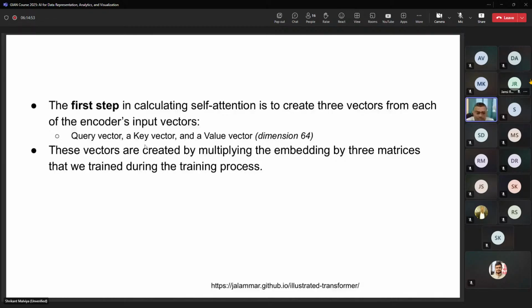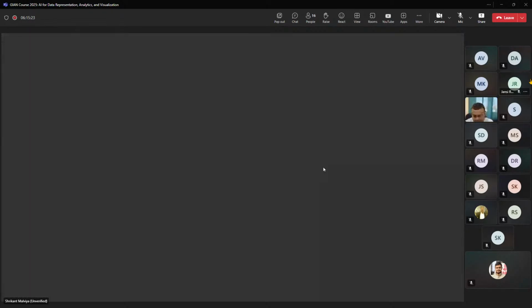That's why these three vectors play a very important role in identifying the attention. The query and key find the weight, and the weighted aggregation of the value vectors gives us a better representation, a better attention output for the given word. These vectors are created by multiplying the embedding of a word with three matrices.